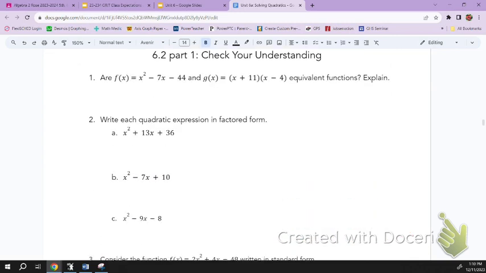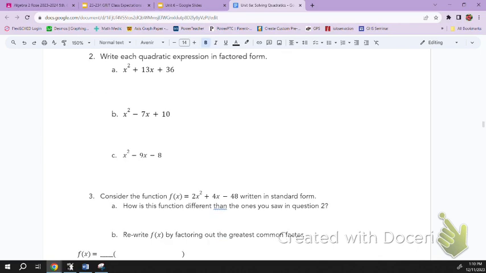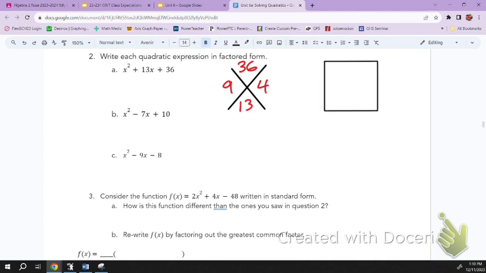So in number 2, I'm going to start by making a giant X and thinking about what my factors are. So what's going to go on the top of my giant X? 36. What goes on the bottom of my giant X? 13. And so now I'm thinking, what 2 things multiply to be 36 but add to be 13? 9 and 4. 9 times 4 is 36. Those add to be 13. And now I'm going to add a box.